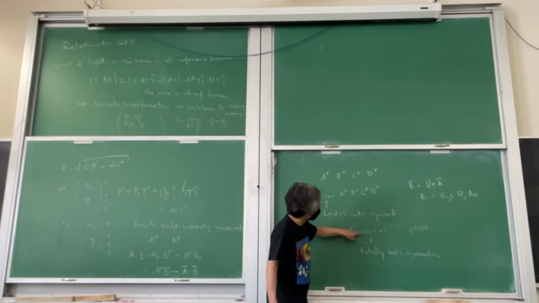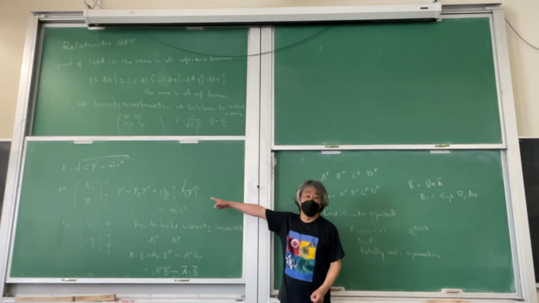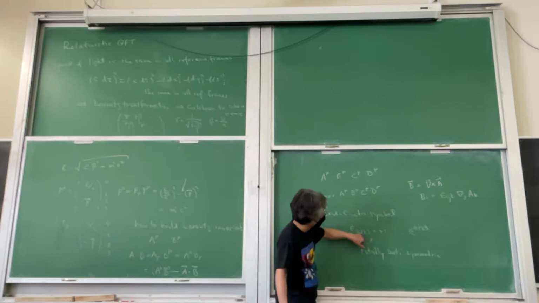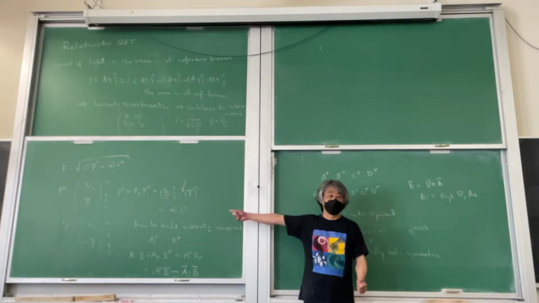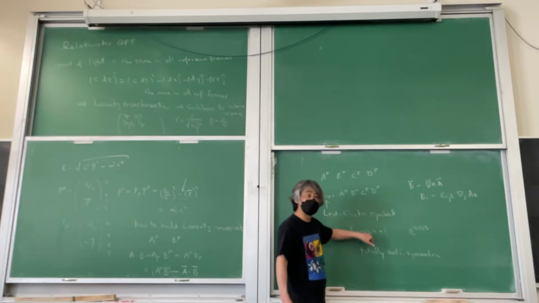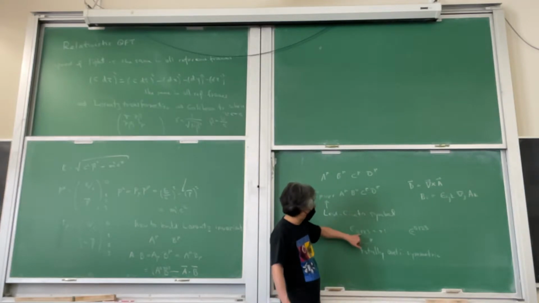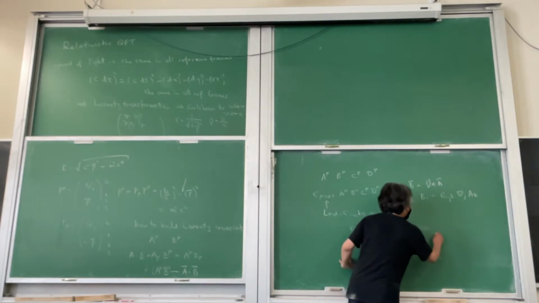raising 0 to upper 0 doesn't change sign. But raising lower 1 to upper 1 does change the sign. The same for 2, same for 3. So overall, I get a minus sign 3 times. So this is -1.